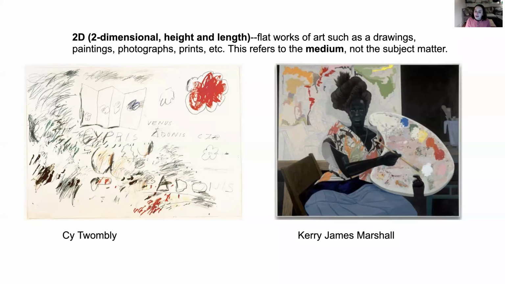So in the image on the right, Kerry James Marshall, you might think this is a 3D painting because there's a sense of space. You feel like there's a woman who's really sitting there. That is not what we're referring to. We're not referring to the sense of space in an image or how realistic something is. We're literally referring to just the material, the medium. Is this a flat work of art?